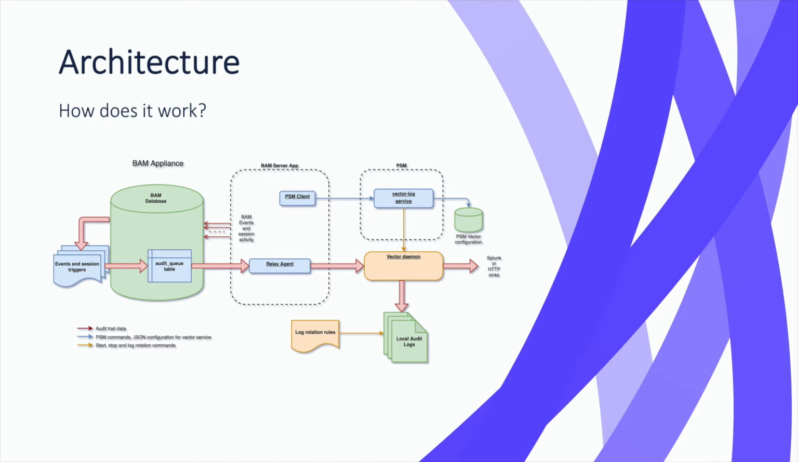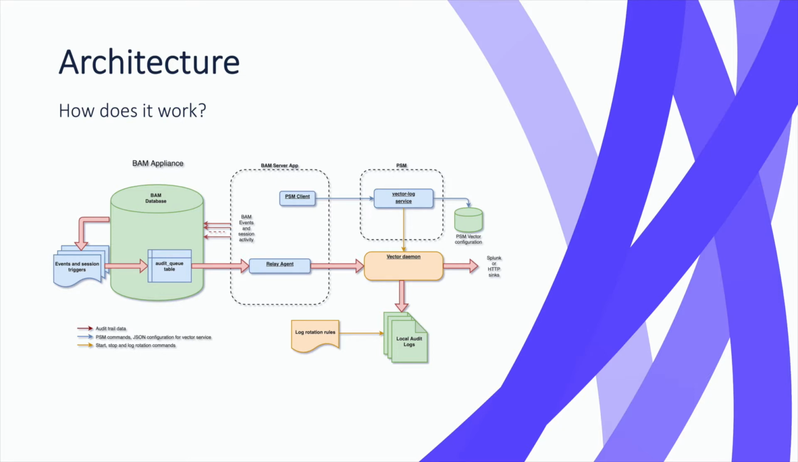There's a new table created in the BAM database called Audit Queue, which is populated with the audit data if the feature is enabled to capture events and session triggers. A relay agent regularly takes rows from this table and passes them to a vector service running on BAM. Once the relay agent gets confirmation that the rows have been received by the vector service, those rows are removed from the audit queue table to maintain the DB size.